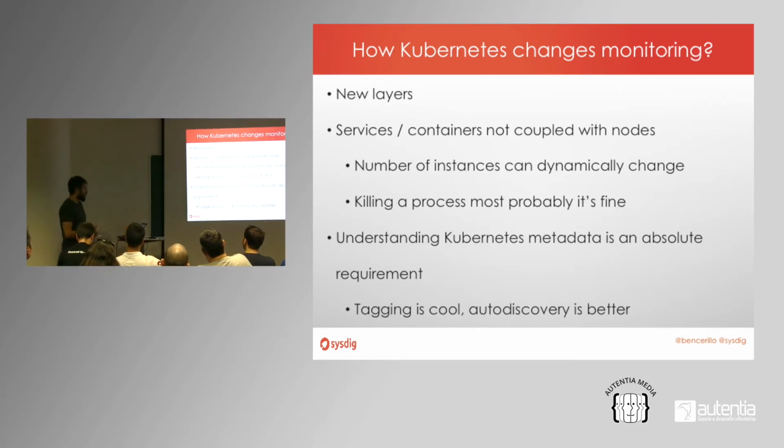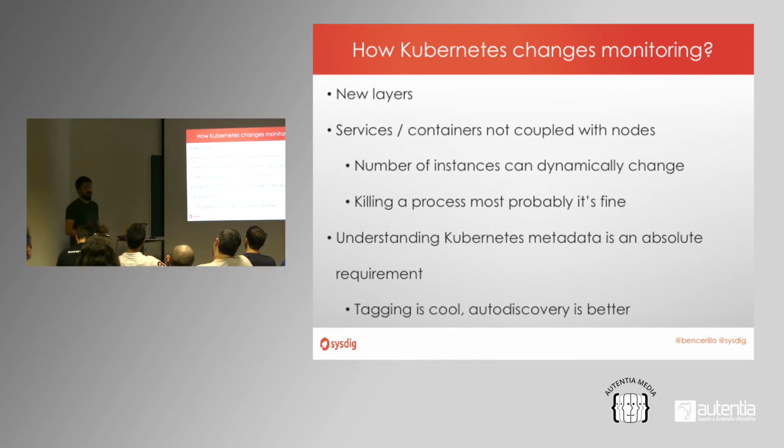Another thing to consider is that services and containers are not coupled with servers, with physical nodes anymore. So the number of instances of a specific service can change. You can have 3 front-end servers, but then if you have a peak of traffic, Kubernetes can decide to automatically scale that up, and that can be fine. And then if you have less traffic, that service can be scaled down. You will have fewer containers, and that can be completely fine.